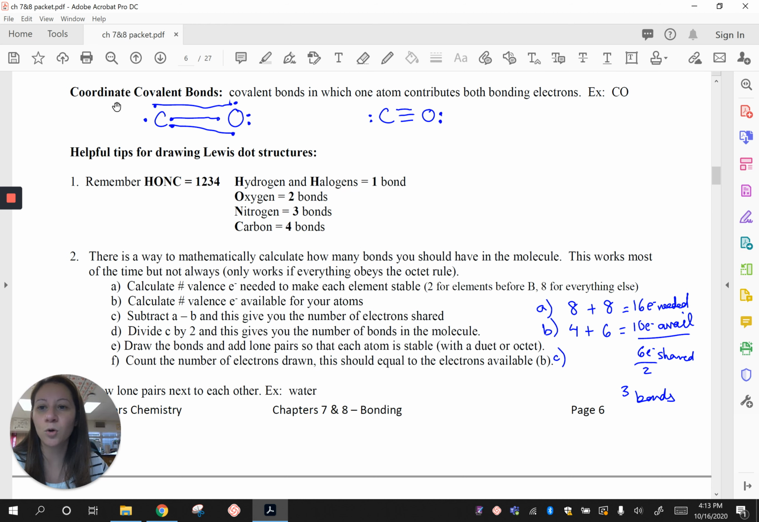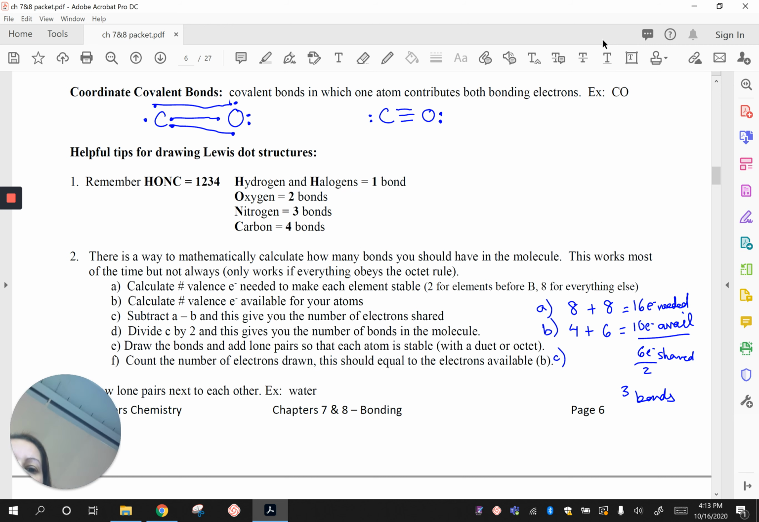Well, there's something called coordinate covalent bonds. They exist sometimes. There's not really a way for you to figure out that it is a coordinate covalent other than me telling you or just your experience. So you need to know that carbon monoxide is one that forms coordinate covalent bonds. So what does that mean? A coordinate covalent bond is a bond in which one atom contributes both bonding electrons.